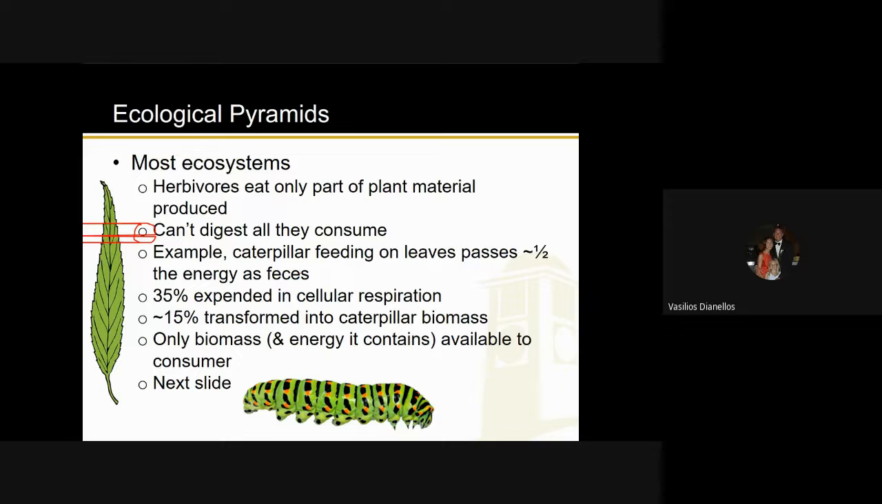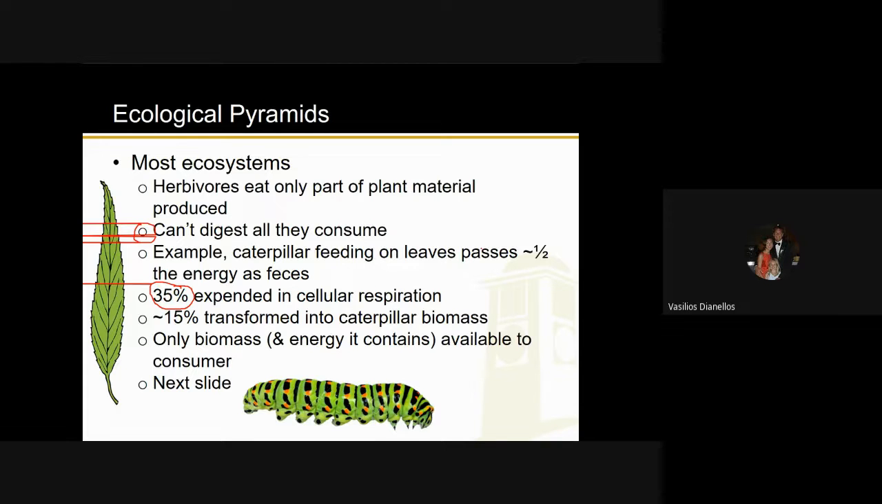Specifically, your book talks about caterpillars. You got this caterpillar, and it gives some numbers here. Let's say a caterpillar is feeding on a leaf, and it passes about half of that energy as feces, right? So it kept half, it pooped out the other half. Now, of that half that it kept, 35% of that was used just for cellular respiration, just to make ATP, just to live. Doesn't say anything about building itself or growing. That's just what it takes to live.